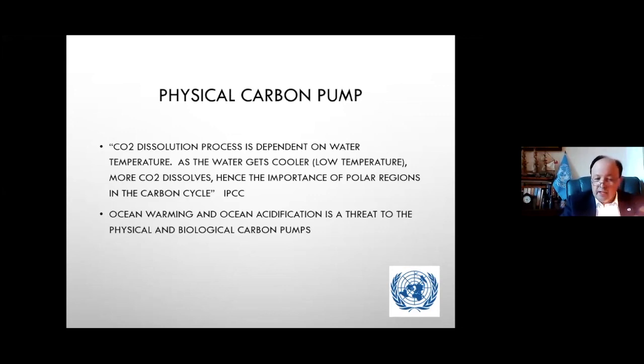So ocean warming, in other words, and ocean acidification is a threat to the physical, particularly the physical and the biological carbon pumps. But a warmer ocean will make the physical carbon pump, the dissolution process of CO2 from the atmosphere into the oceans, less efficient. And that will create ocean acidification.